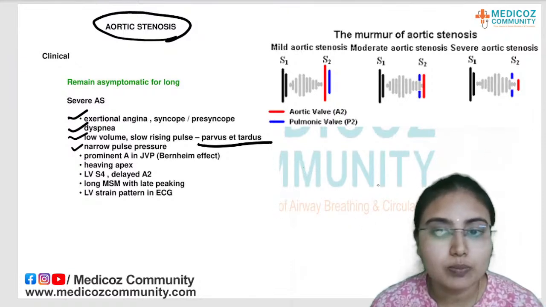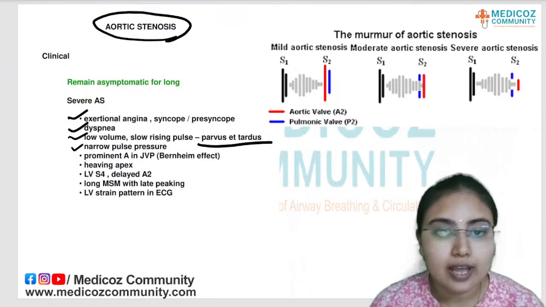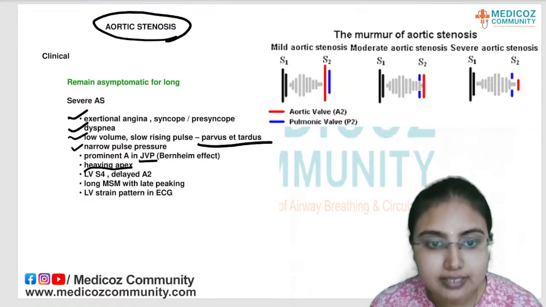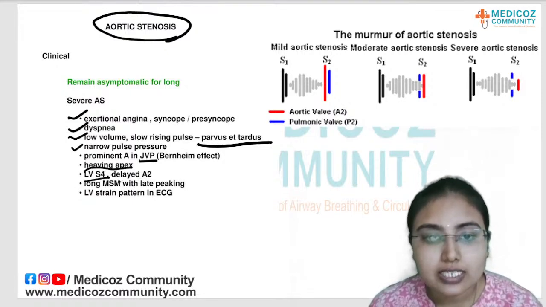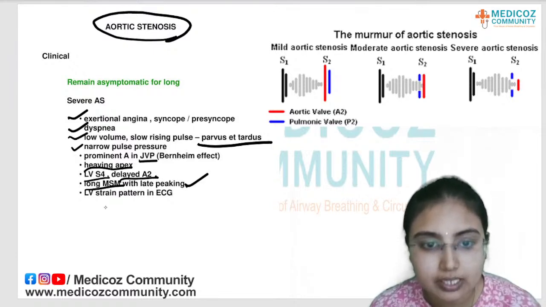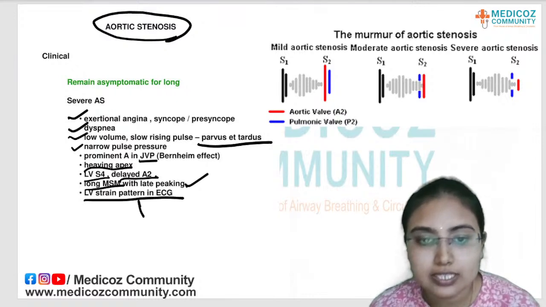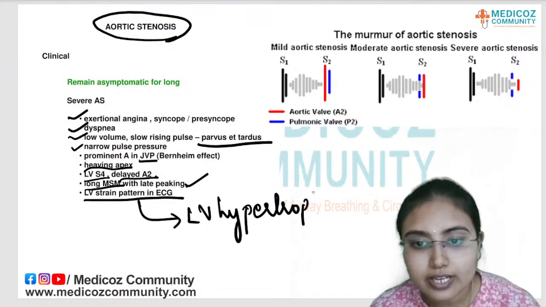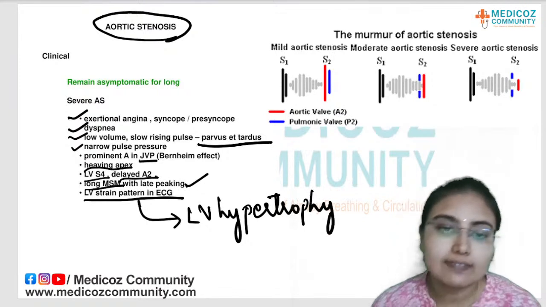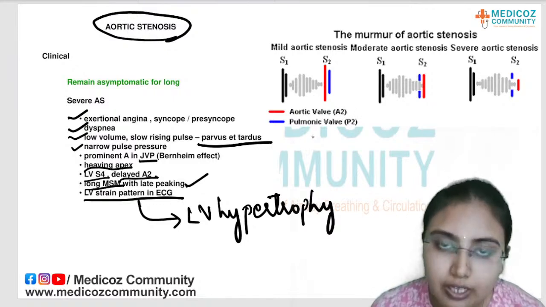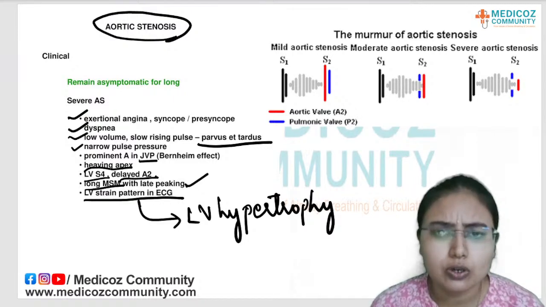All right. Apart from narrow pulse pressure, what else? You will also have a prominent A wave in JVP. You will have a heaving apex, an LV S4, delayed A2, a long mid-systolic murmur with late peaking, LV strain pattern in ECG. Why do we have that? Because of LV hypertrophy. All right. Because of LV hypertrophy, we have an LV strain pattern in ECG. If you're not aware of these signs, please make a note of it. All right.